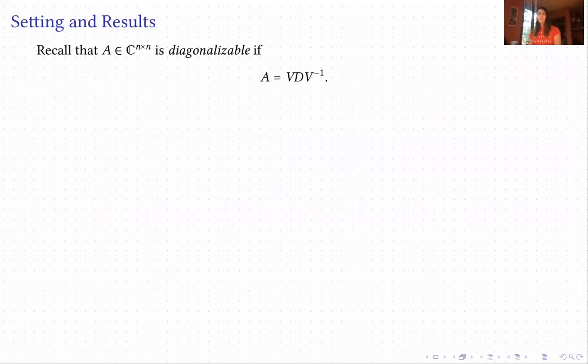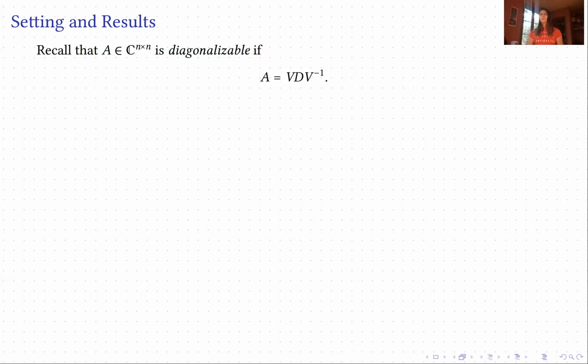So let me start with a definition. We say that a complex n by n matrix is diagonalizable if we can write it as V times D times V inverse, where V is an invertible matrix whose columns contain the right eigenvectors of A, and D is a diagonal matrix containing the eigenvalues of A.